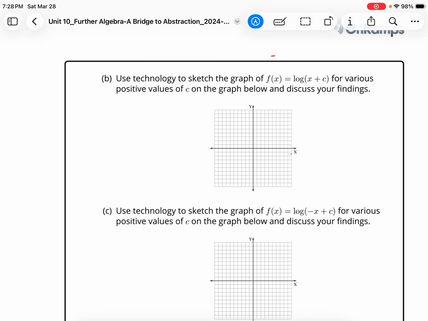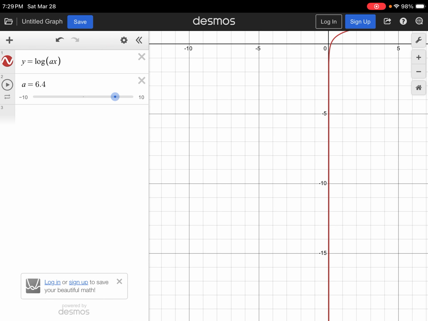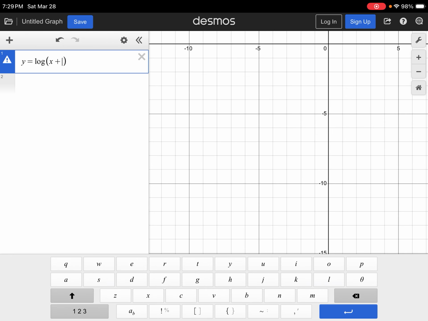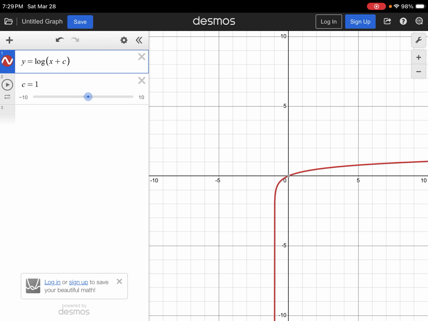So if I see this, right, think about all the transformations you have done in the past. What happens when you have an x plus a constant? What happens to the graph? Well, if you can remember, let's see. All right, so I'm going to change this one right here. I'm going to put a plus c here. And again, as soon as you put a c or an a or a b, it asks you to add a slider, so we will. And then let me press the home button so I can recenter the graph. And then notice, if c is positive, what happens to the graph?